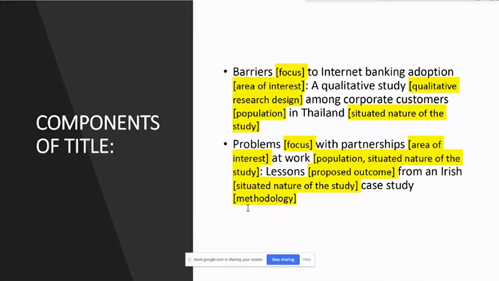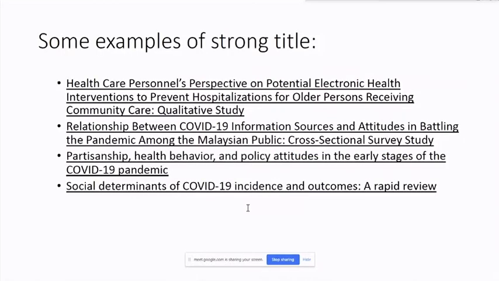Okay, this is some example of a strong title. This is actually a real document. Healthcare personnel perspective on potential electronic health intervention to prevent hospitalization for older person receiving community care. Qualitative study. This is a very good title, and it was taken from a JMIR Q1 paper.